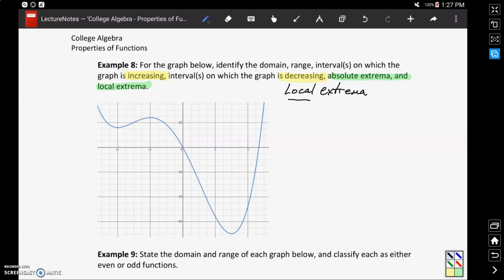Local extrema, or I guess I should just say extrema, is just a general word to refer to either minimums or maximums. So when we talk about the idea of finding local extrema, we mean, does our graph have any local minimums or local maximums, which we can identify as either peaks or valleys in our graph.